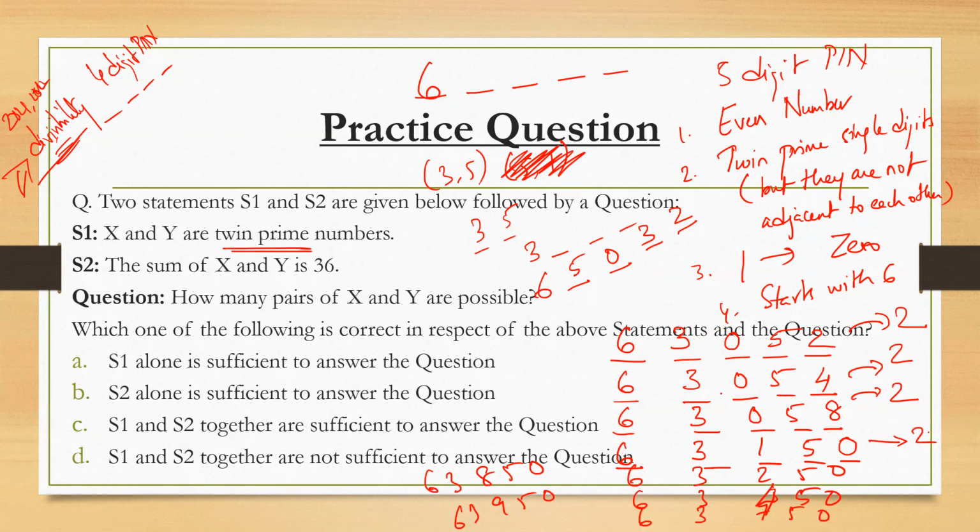Okay. Similarly, 3 and 5 will interchange, 5 and 3. So here two possibilities are there.